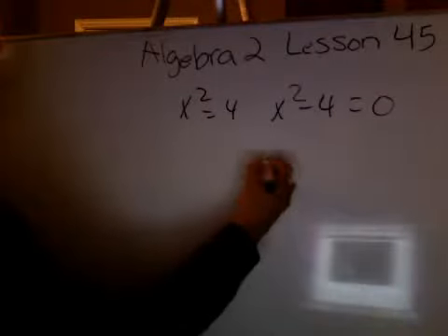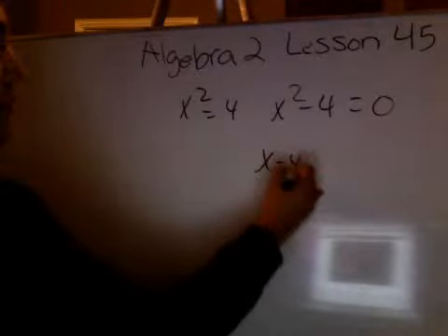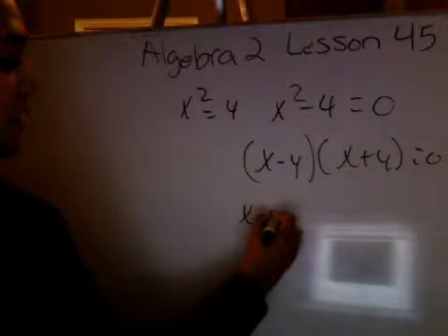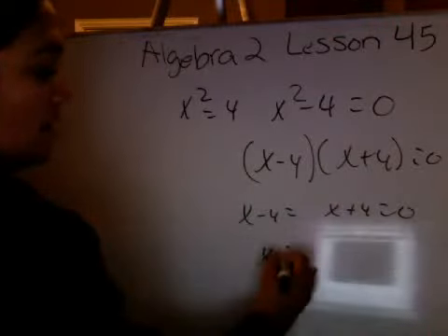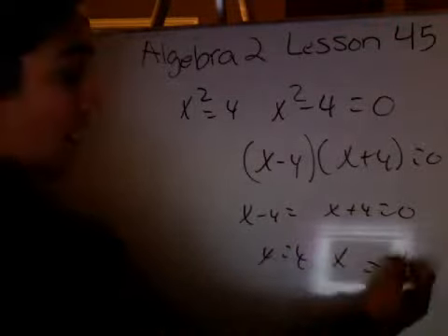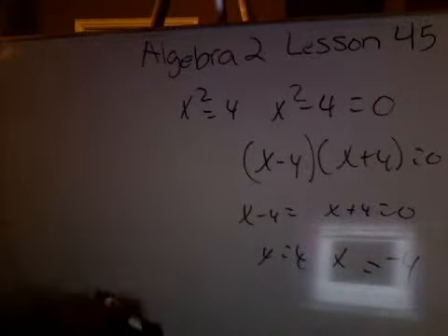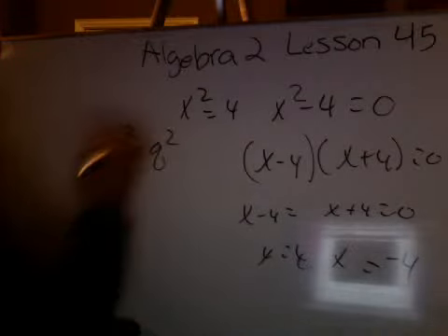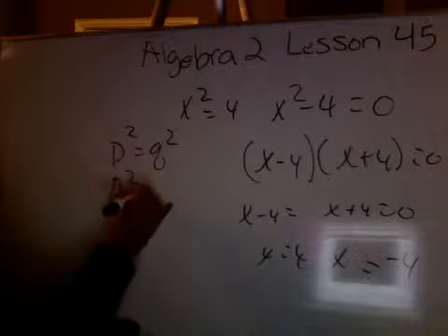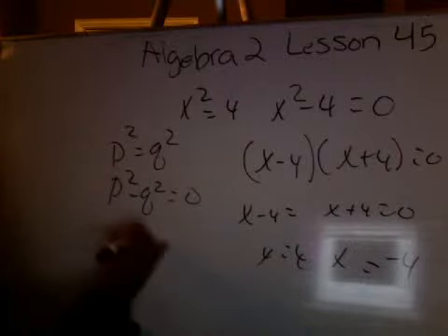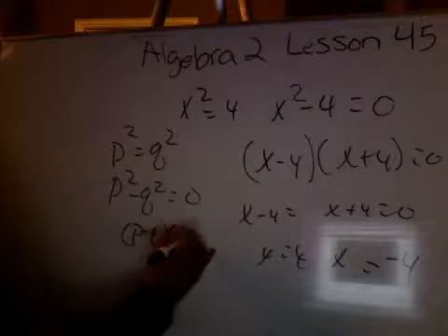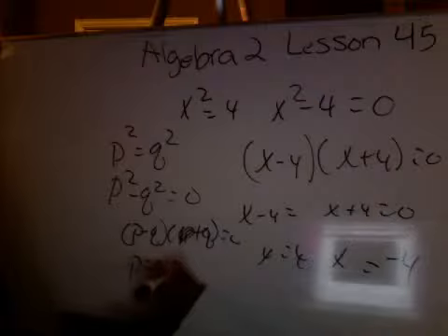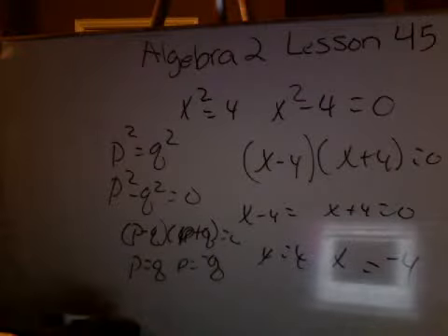When we factor this, we get x minus 4 times x plus 4 equals 0, and then we can set each one equal to 0. We get x equals 4 and x equals negative 4. Okay. Likewise, we can do p squared equals q squared, and we can do p squared minus q squared equals 0. We get p minus q times p plus q, and then we solve to get p equals q and p equals negative q when we separate them.